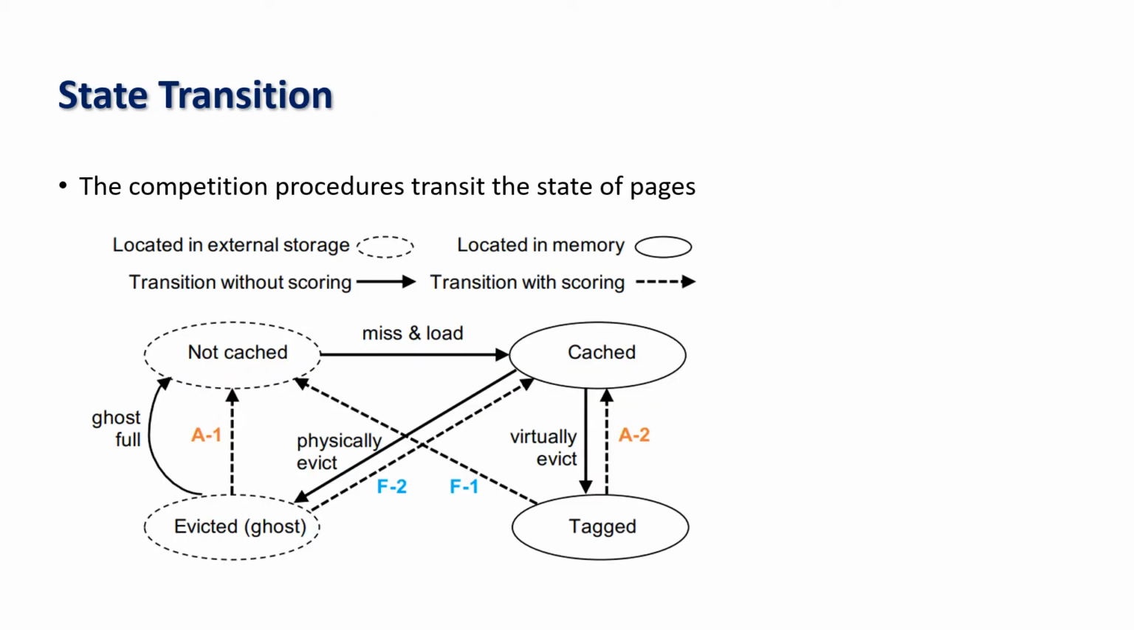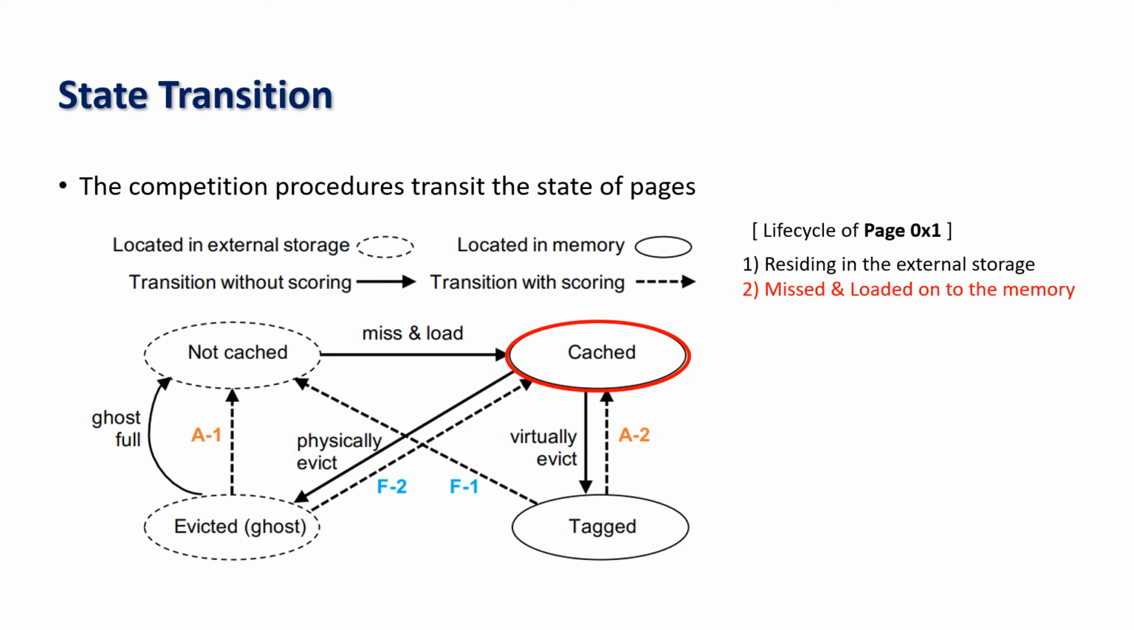Each page has 4 states depending on eviction state and storage location. Let's see the life cycle of page 1. This page begins with a not cached state where the data copy exists only in external storage. Once a cache miss occurs for page 1, it is loaded onto the memory, then the page goes to the cached state.